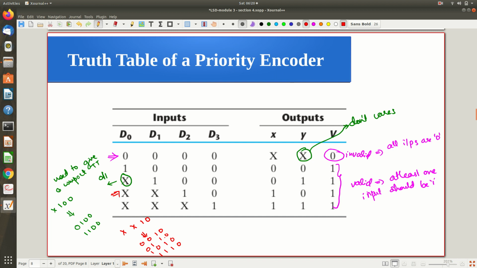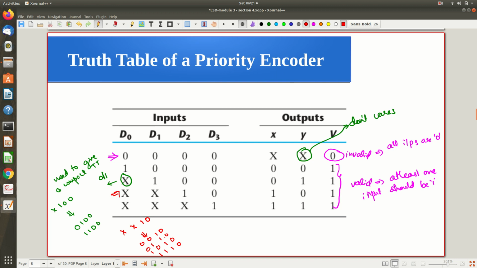Then tell me what about the last row, that is XXX1. The first d0 can be 0 or 1, d1 can be 0 or 1, d2 can be 0 or 1. So altogether you will get 8 such possibilities, right? Because 3 binary variables give you two choices each. So 8 combinations, and in all the combinations this d3 is fixed to be 1. So that is the meaning.